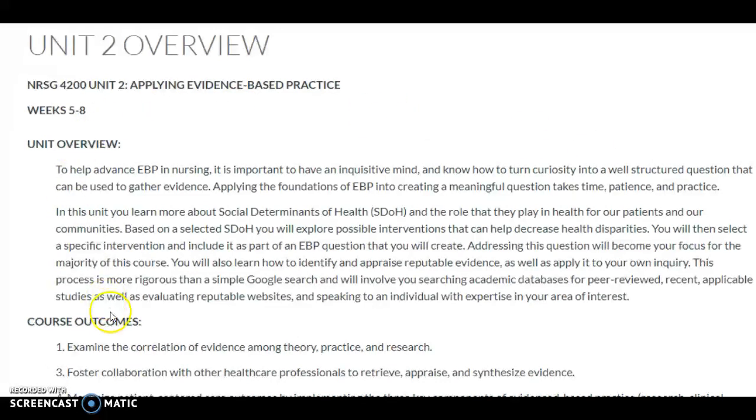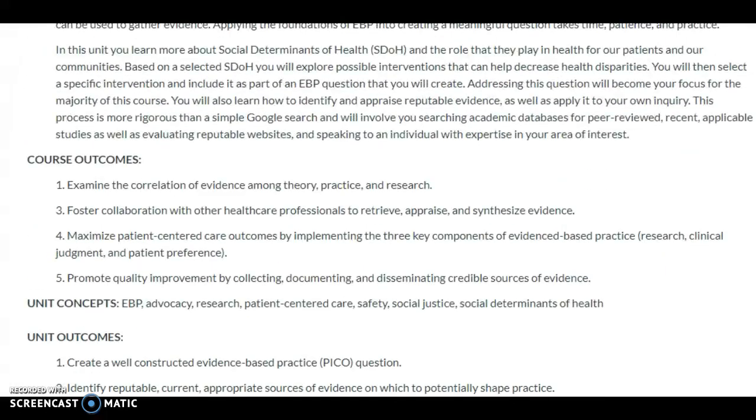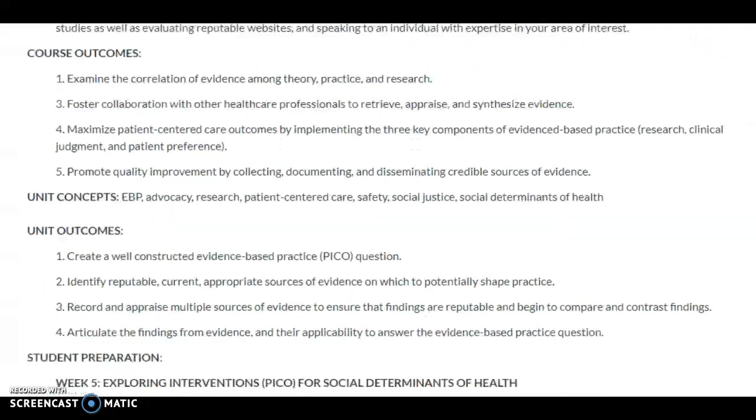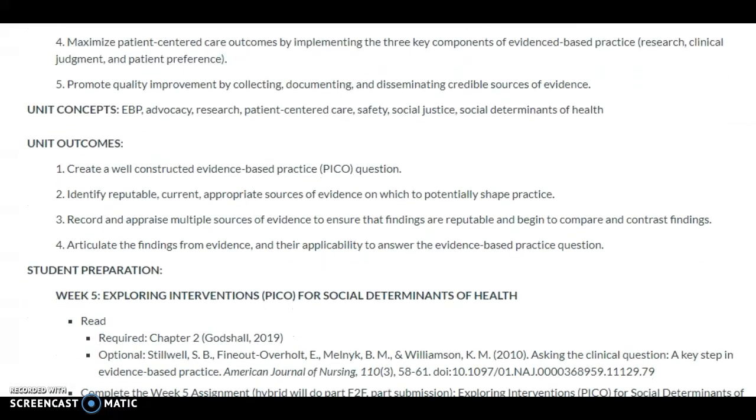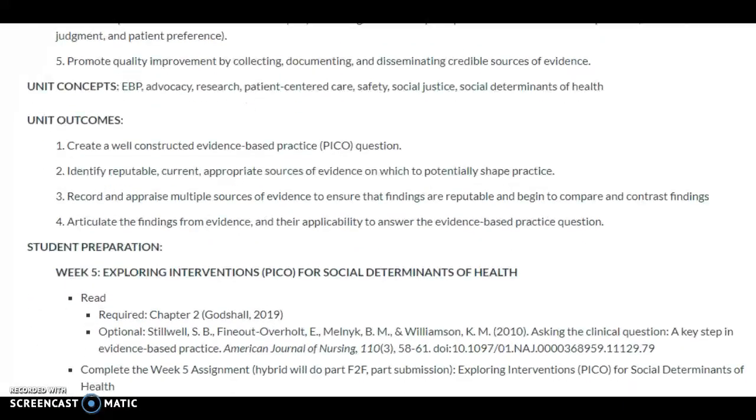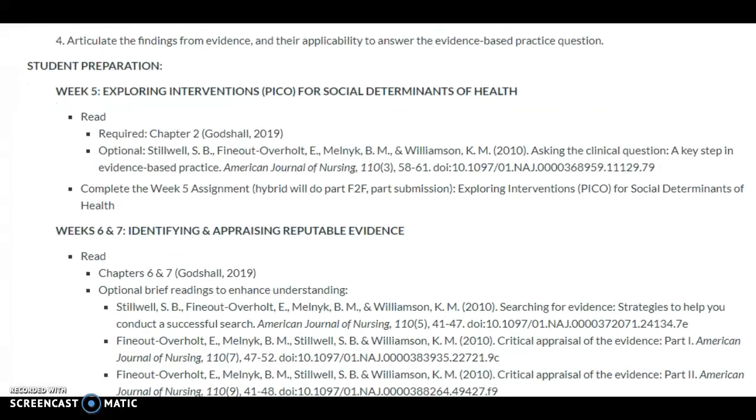You're encouraged to read this overview that'll talk a little bit about what you're doing in this upcoming unit. There's the course outcomes that are covered in the unit, the course concepts, the unit outcomes that tie back to the course outcomes, and then your student preparation.